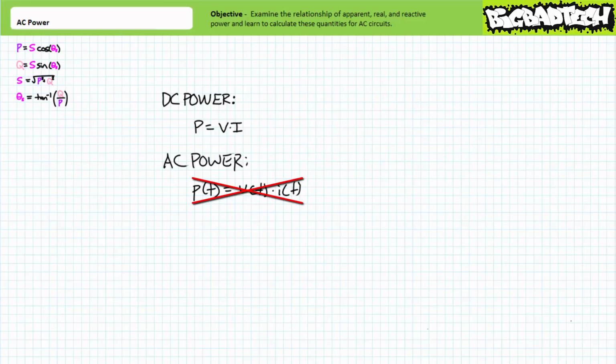Recall, DC power is the simple product of voltage and current. P equals VI. Wouldn't it be great if AC power was also the simple product of voltage and current? Well, check it out. It is. S, our complex number representing apparent power in units of volt amperes, is voltage V times current I*, where voltage and current are represented as phasor equivalents. I'll explain the asterisk operation in a moment.